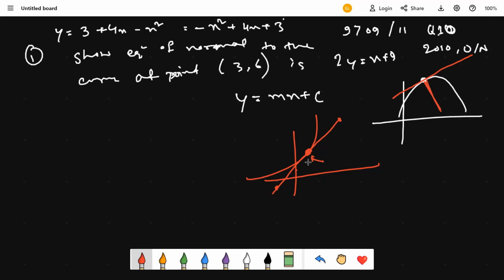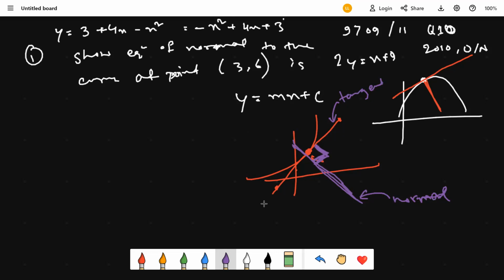Now normal means, if that's the tangent, and we hold a separate ruler at 90 degrees to that tangent, that straight line is known as the normal. This was the tangent to the curve. This is the normal to the curve. Okay, this is known as the line of normal, or normal to the curve, or normal line. That's what it means. They can mention it in different forms.